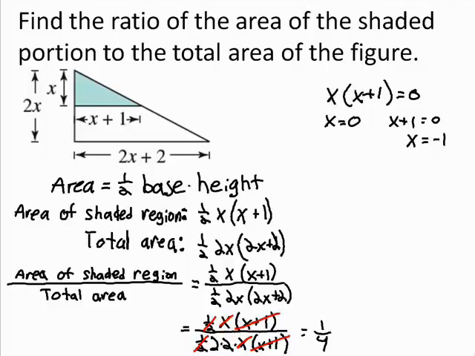x represents a length, so it has to be greater than 0. So the domain is x has to be greater than 0. The ratio of the area of the shaded region to the total area of the figure is 1/4, where x is greater than 0.